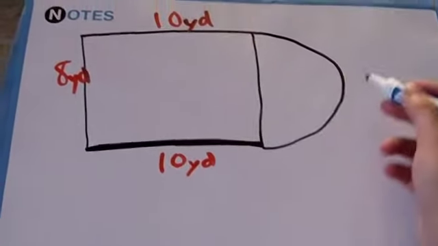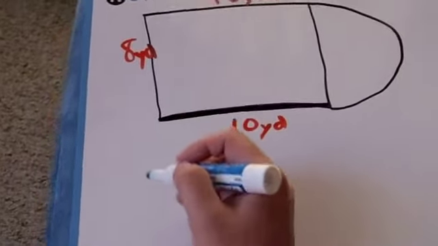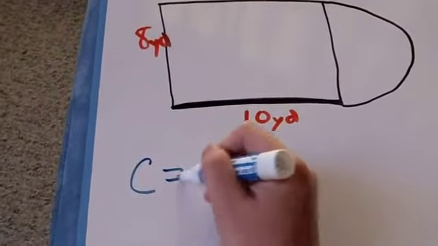In this problem, it is fairly simple to find the distance around the straight parts of the field. But what about this curved semicircle? Let's start here. What do you know about circles?